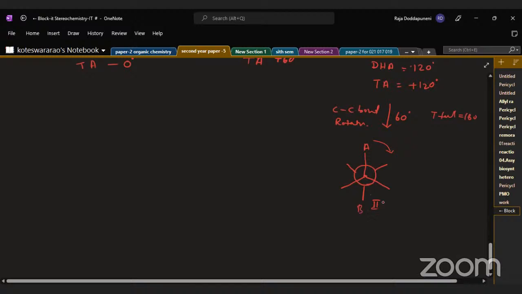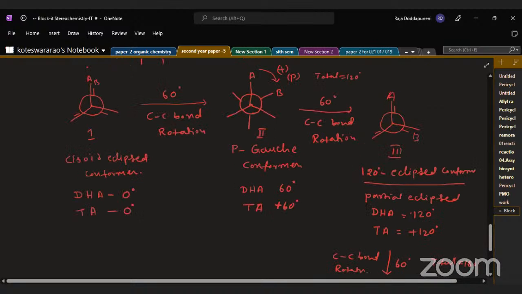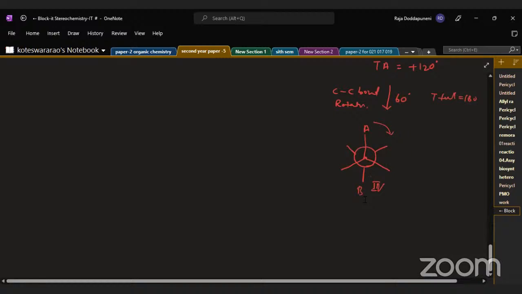It's the fourth structure. The previous one is the fourth one. This is known as the anti-conformer. Now the dihedral angle is 180 degrees. No directional property, but the torsional angle is plus or minus. You can use plus or minus 180, or here also you can mention the torsional angle is 180 degrees.